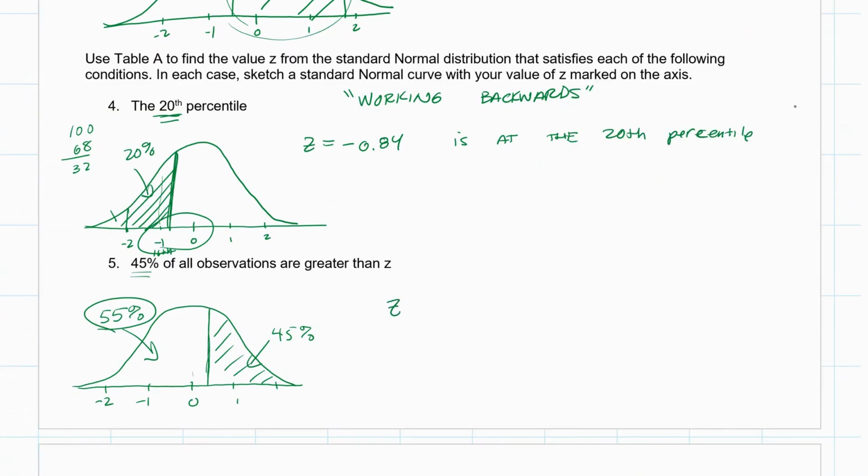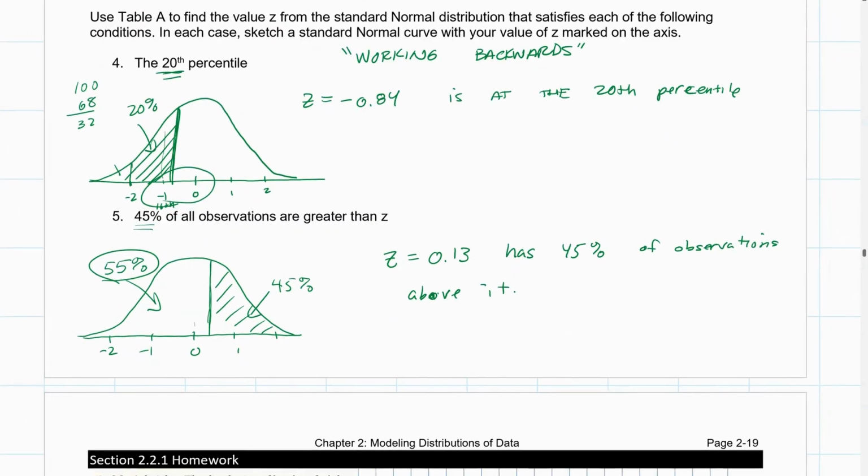That z equals 0.13 has 45% of observations above it. All right. And that is going to conclude this first half of the lecture for 2.2.